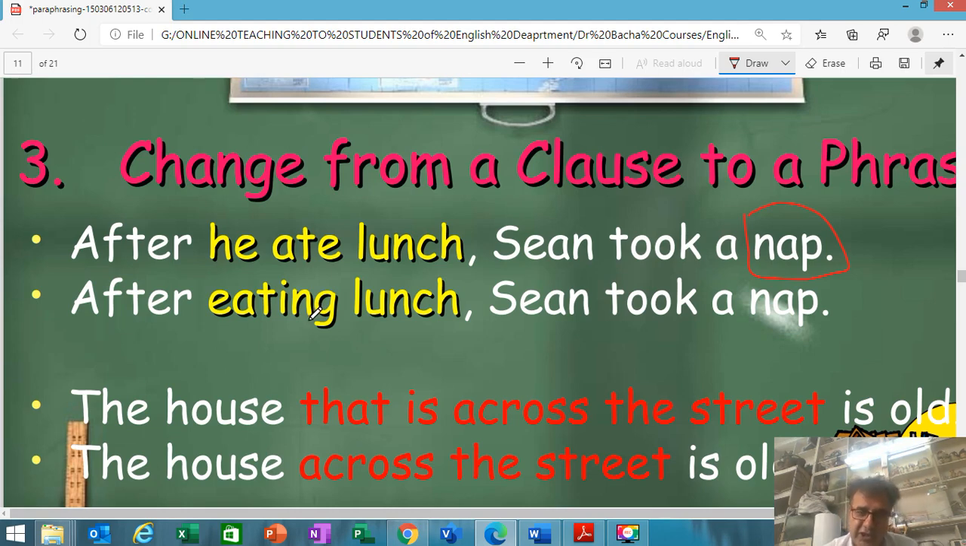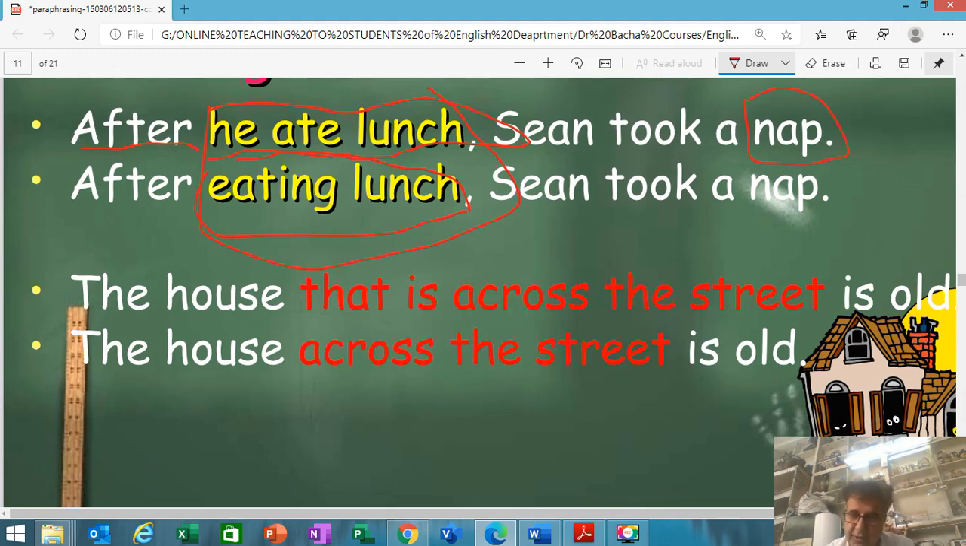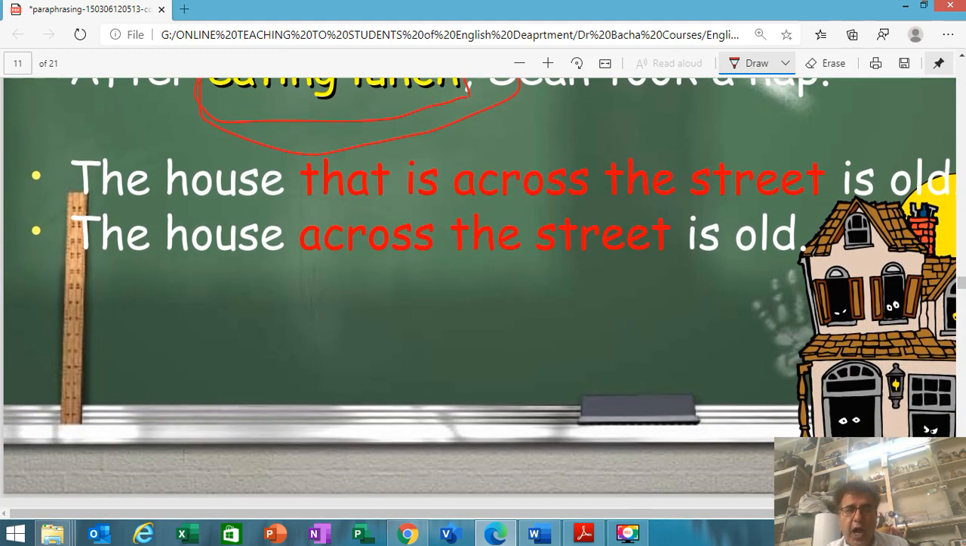Okay, after eating lunch, now you replaced actually what? You replaced the clause, you see, with just a phrase. "After eating lunch, Sin took a nap." As I said, a clause is actually a full sentence which has its own component parts. For example, even if you say "after he ate lunch," you can say "he ate lunch," so this is actually a clause. But "after eating lunch, Sin took" is a very important part. Okay, "the house that is across the street is old," you can replace it: "the house across the street is old."